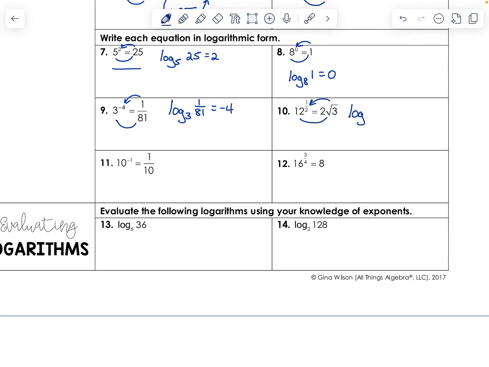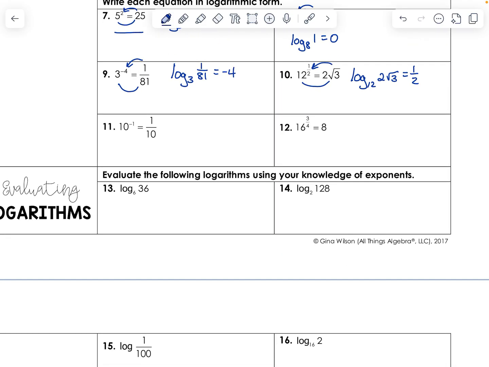Log base 12 of 2 root 3 equals 1/2. Log base 10 of 1 over 10 equals -1. Or, if you remember, you don't have to put the 10 since it's base 10, so you could do log of 1 over 10 equals -1. And log base 16 of 8 equals 3/4.